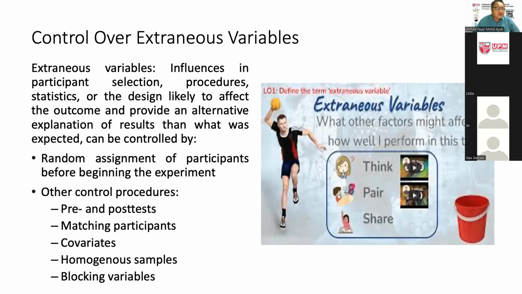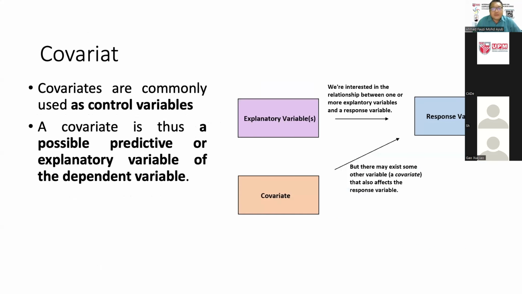And we have a covariate. Covariate is where, especially in the SPSS software, we can control this extraneous variable by using covariate analysis. So for example, if you want to control gender, or you want to control the socioeconomic income, we can use the covariate. And then we go for the homogeneous sample. So make sure that we have a homogeneous sample. So these are the examples of using covariates for your experimental design.